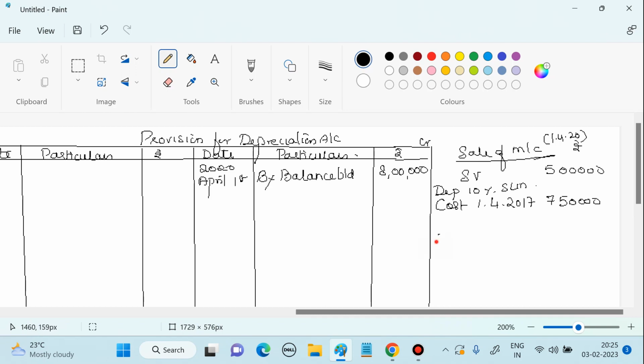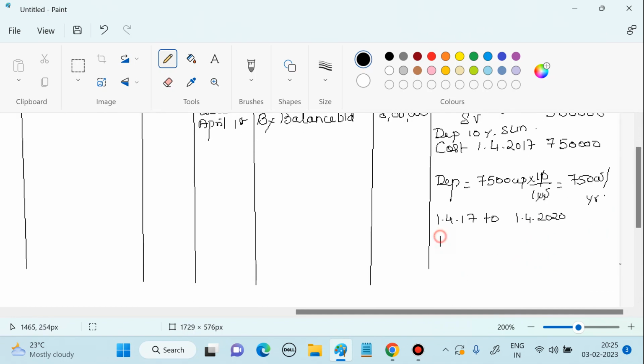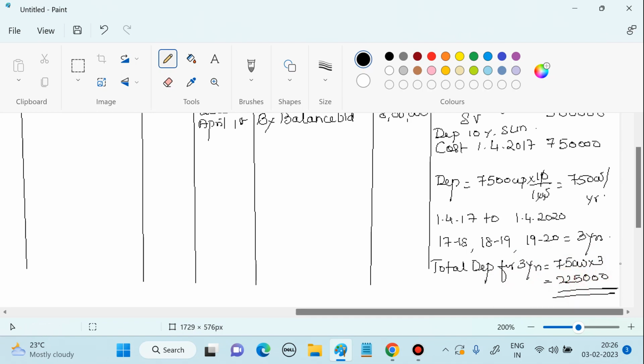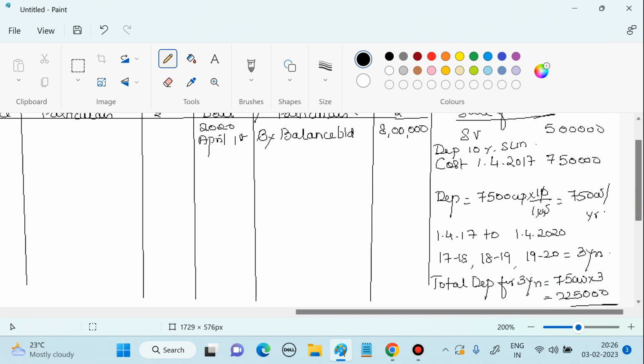So, amount of depreciation for each year would be how much? Cost. There is no scrap value. They have given the rate of depreciation, so 10%. So, you get 75,000 per year. How many years? From 1st April 2017 to 1st April 2020. How many years? 17 to 18, 18 to 19, 19 to 20. That is 3 years. Did you all get that? Yes, ma'am. So what is the total depreciation charge so far? 75,000 per year into 3, 2,25,000. Got it? Yes, ma'am. Note this down. Then further, we will go further.